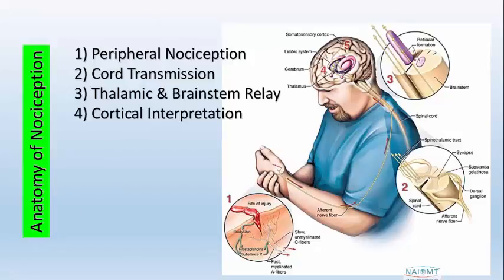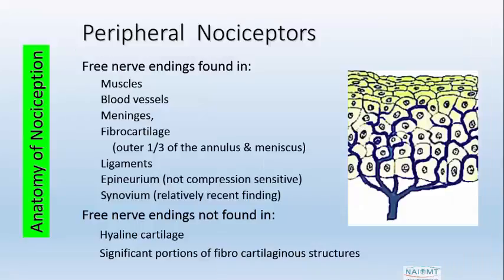Nociception is a process that involves many structures. In the periphery, there are receptors and fibers to the cord, the brainstem, and eventually the cortex. The peripheral nociceptors are found in muscles, blood vessels, the meninges. Fibrocartilaginous structures have been shown to have nociception, although not all studies agree. It's typically found in the most peripheral aspect of the fibrocartilage and not found in the central aspect.